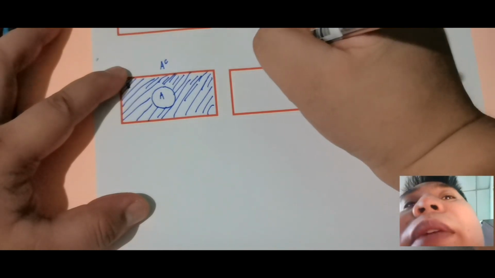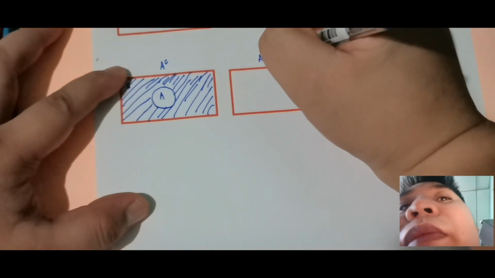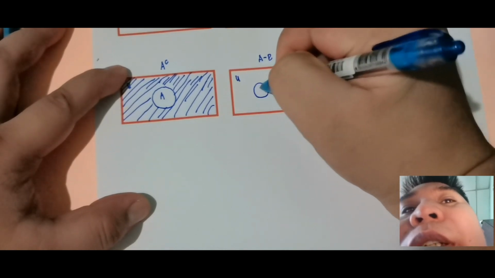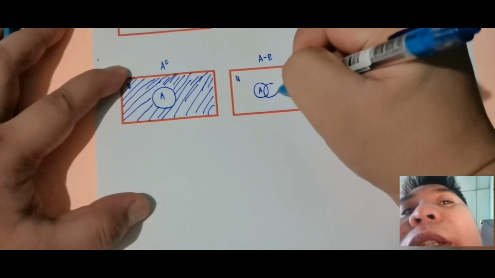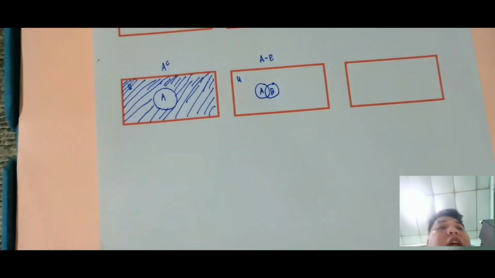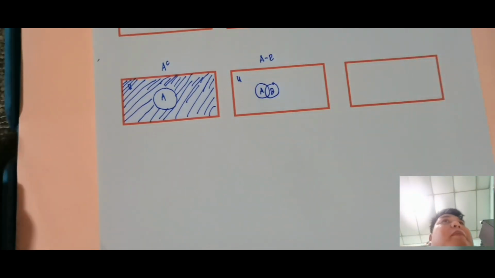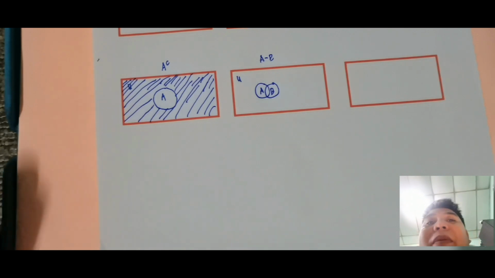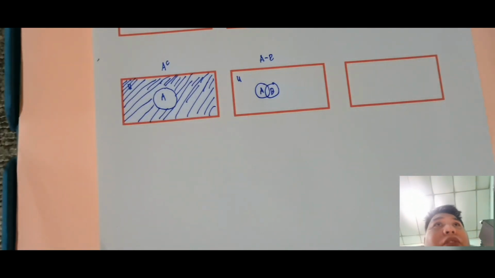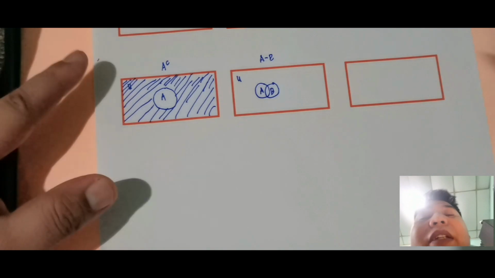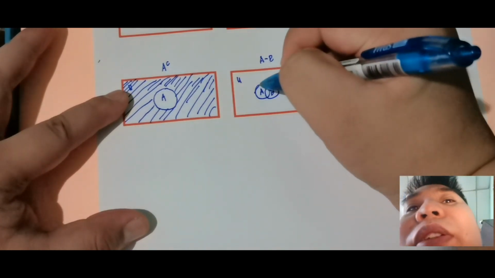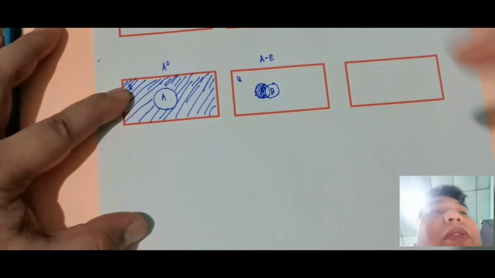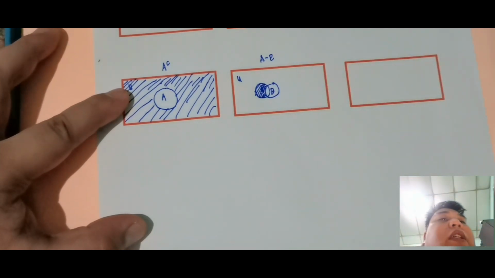Okay, paano i-drawing ang A minus B? This is U, this is A, this is B. Ang ibig sabihin ng A minus B, yung meron kay A na wala kay B. Kung napapansin mo, overlapping kasi yung dalawa. Ito yung drawing niya. Hindi kasama yung center, yung meron kay A na wala kay B.